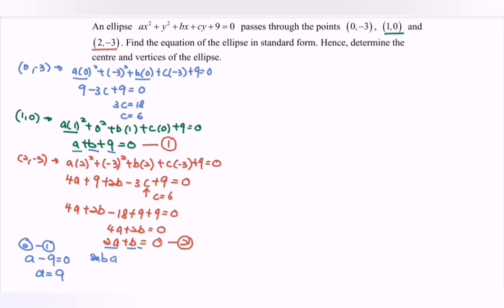Substitute a equals 9 into the first equation. So meaning that here we will have the 9. So b will be equal to -18. So kindly substitute the values given. So we have a where we have 9x squared plus y squared, and then we have b, -18x. And then plus c where we have 6, so plus 6y plus 9 equals 0.